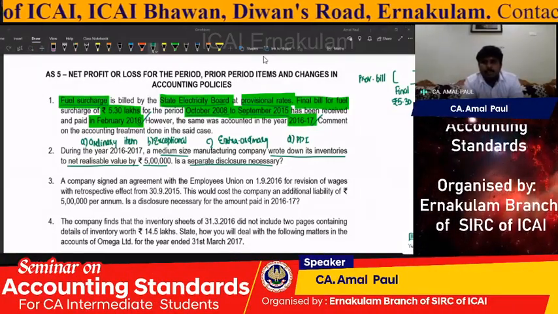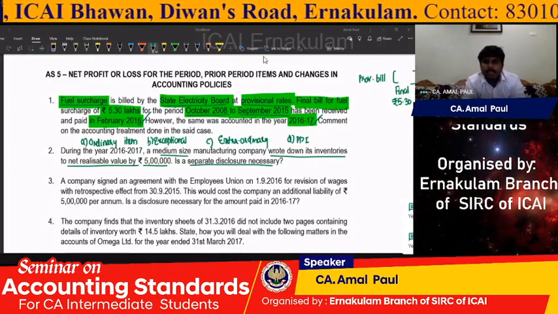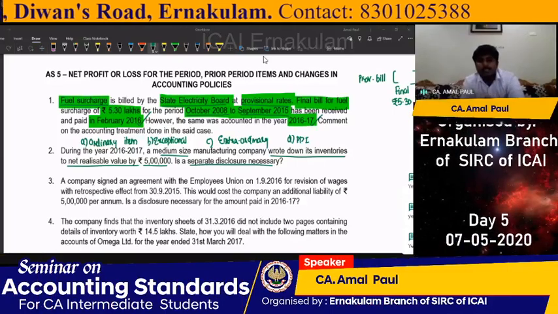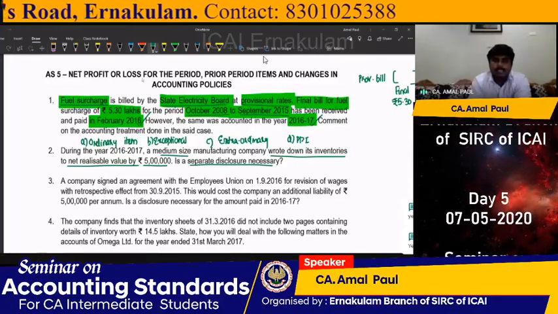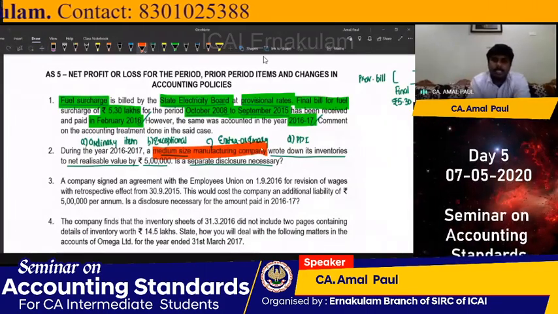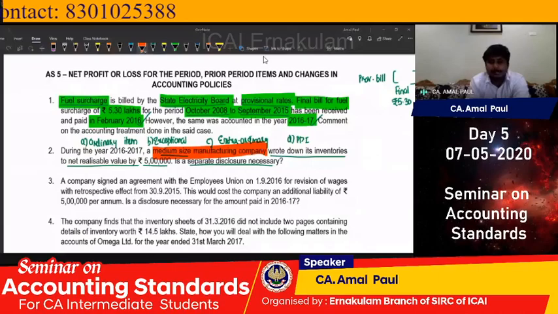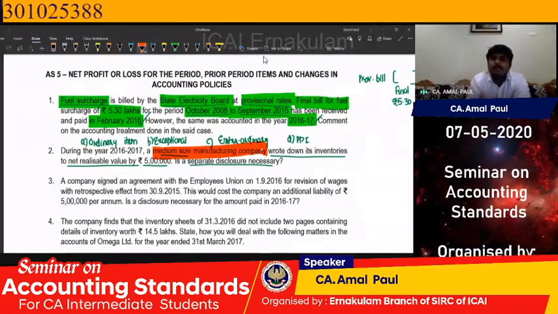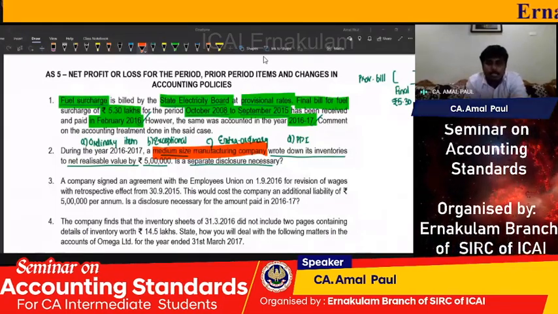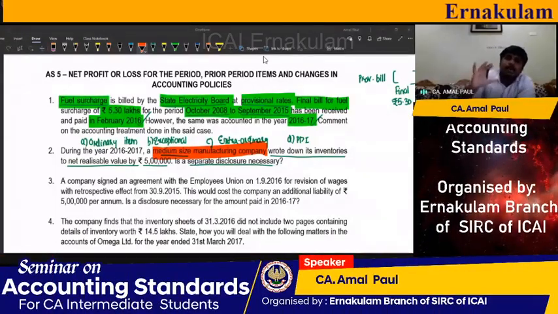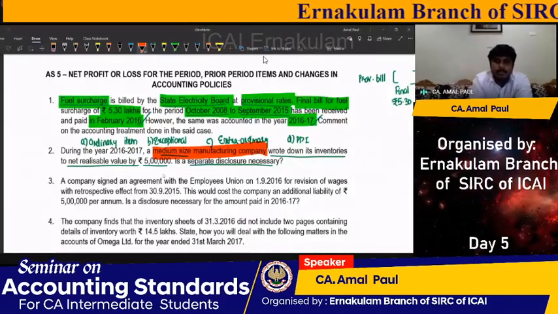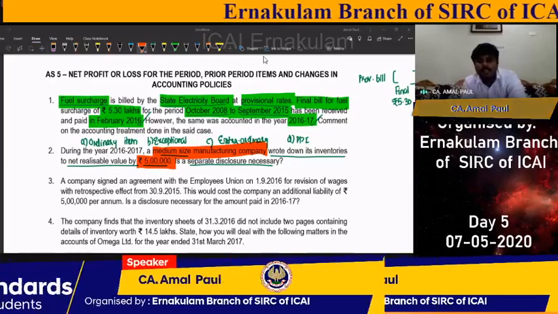Is a separate disclosure necessary? Yes. Why? Because, just analyze the situation. It is a medium-sized company. That means their turnover is not much, their operations are not much. It is not a bigger company. For them, this 5 lakh rupees may be material.